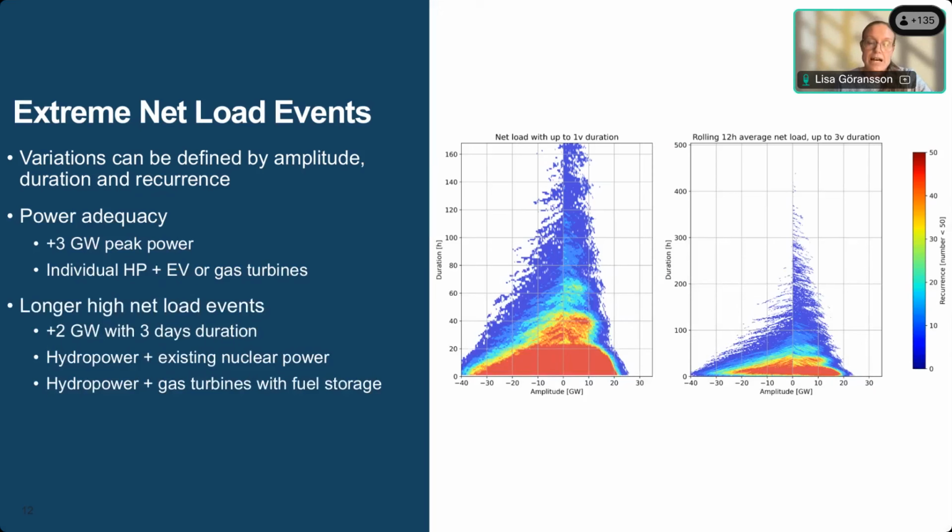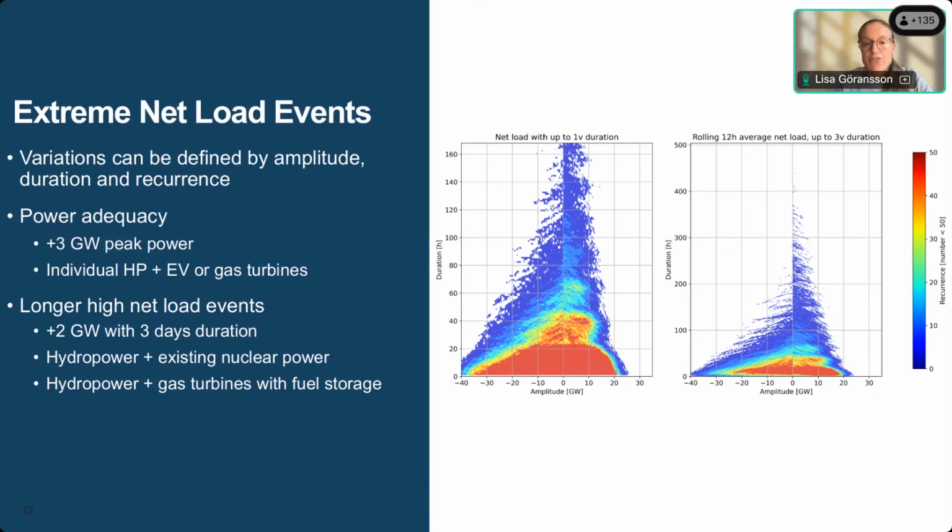So here we have the amplitude of the net load on the x-axis. So when that's positive, that means that we need more generation or more power into the system to meet the net load. And on the y-axis, we have the duration. So for how long do we need more power? That basically reflects the size of our storage needs. And then the coloring here shows how often this happens.